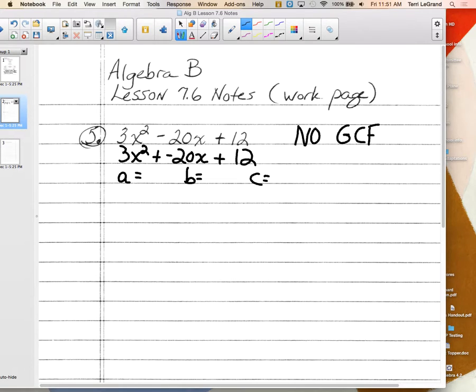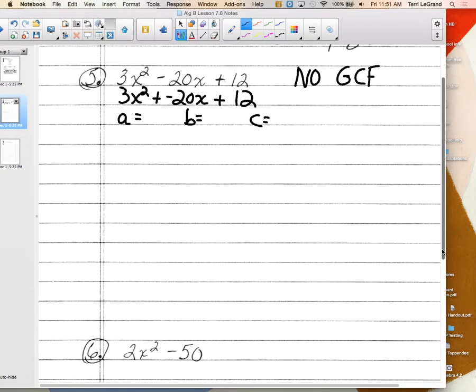So what's our A value? 3. B is negative 20, and C is 12. Okay. So A is not equal to 1. That means not only are we going to have to do the diamond method, but what else? Factoring by grouping. We have to do the diamond method and the factoring by grouping for this one. And we are going to have to multiply by C in our diamond method.